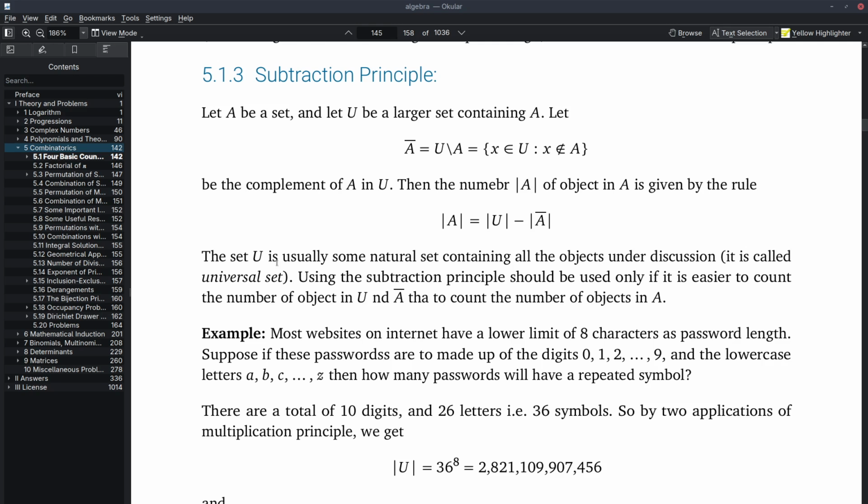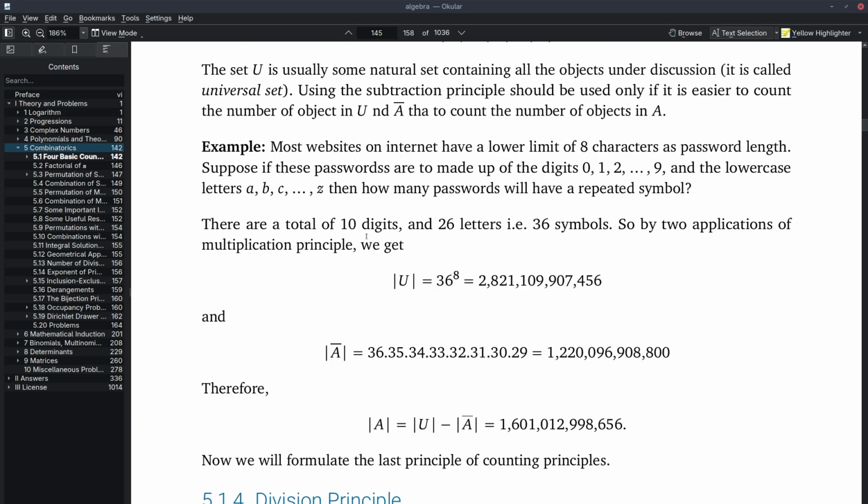So the set U is usually some natural set containing all the objects under discussion. It is called a universal set. The subtraction principle should be used only if it is easier to count the number of objects in U and A prime than to count the number of objects in A.